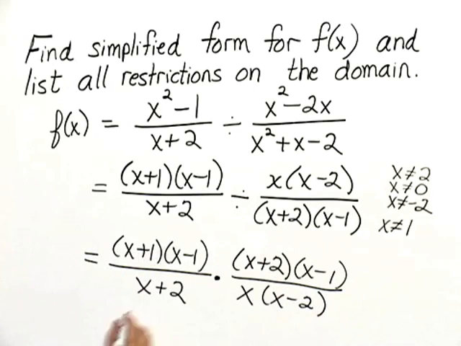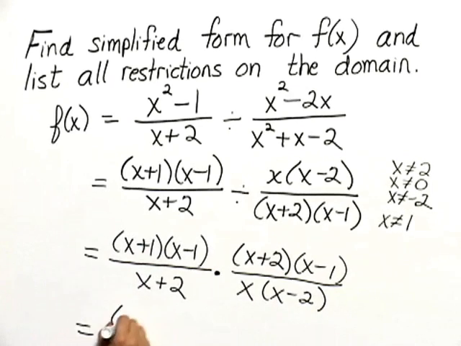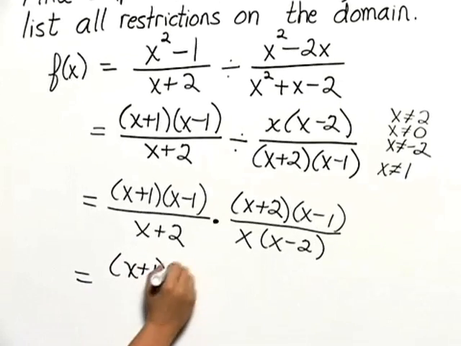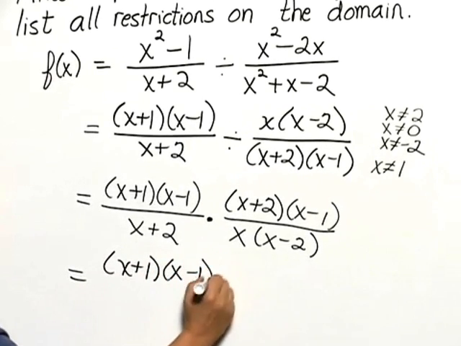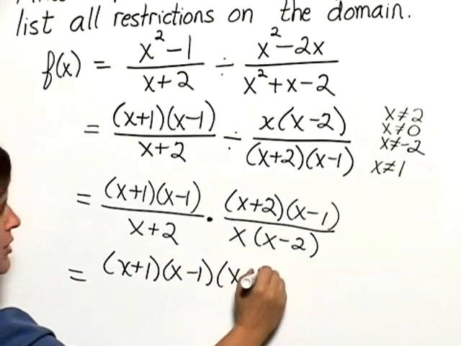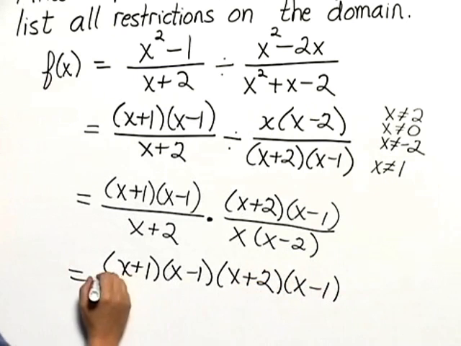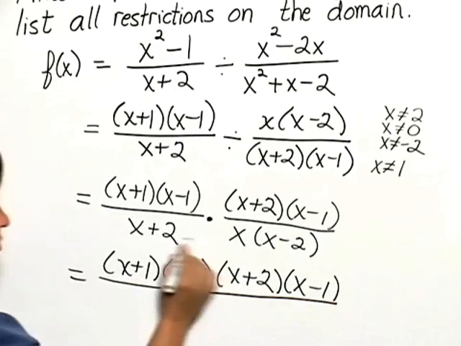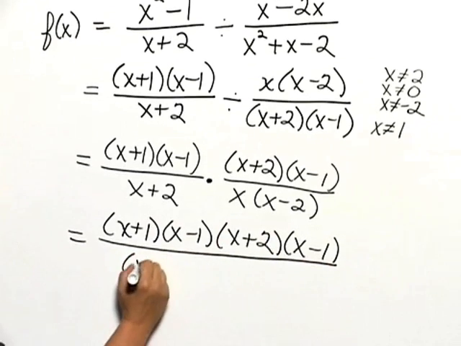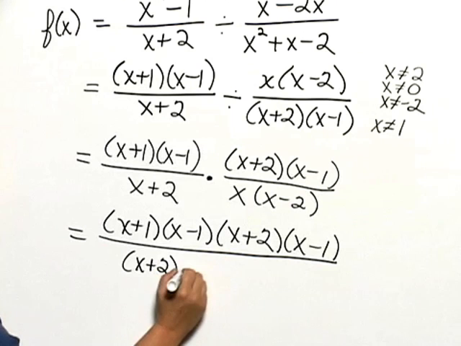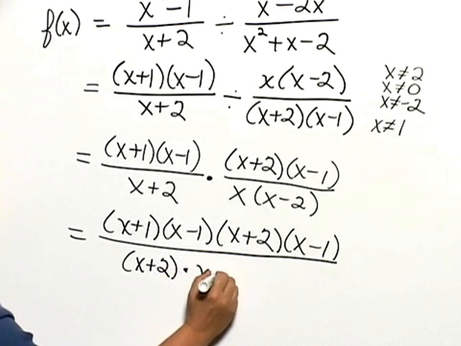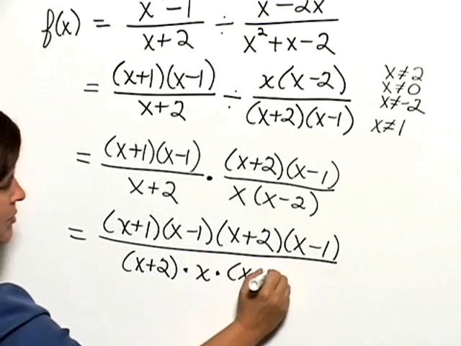We write then, multiplying the numerators, we have x plus 1 times x minus 1 times x plus 2 times x minus 1, all over, multiplying the denominators, x plus 2 times x minus 2.